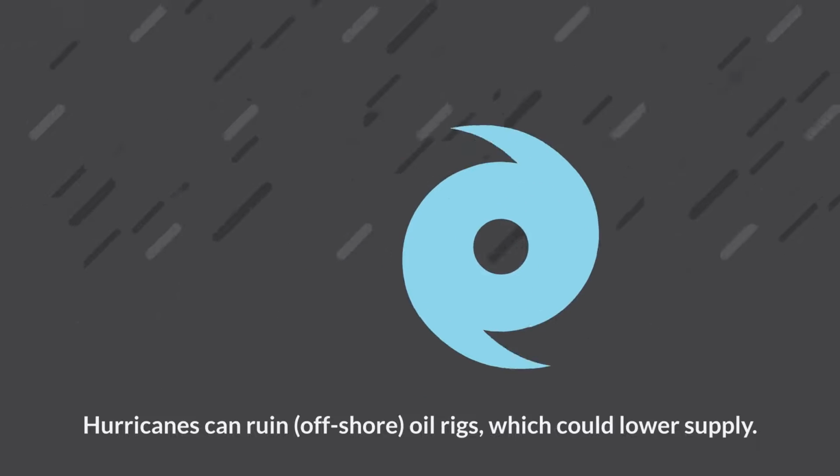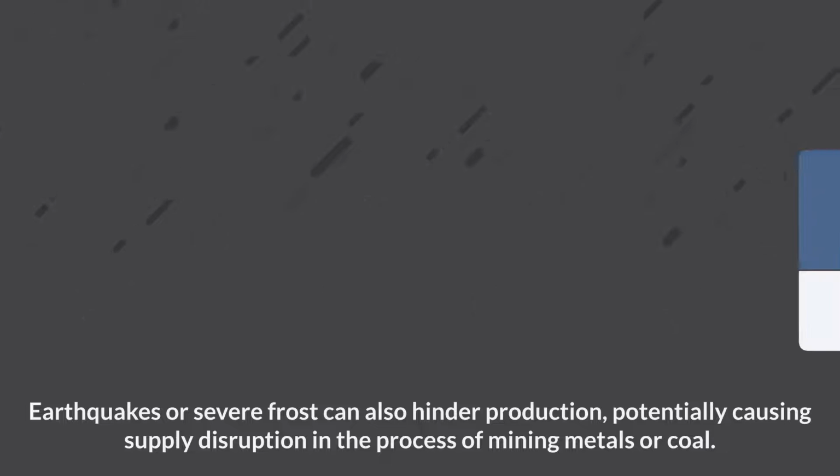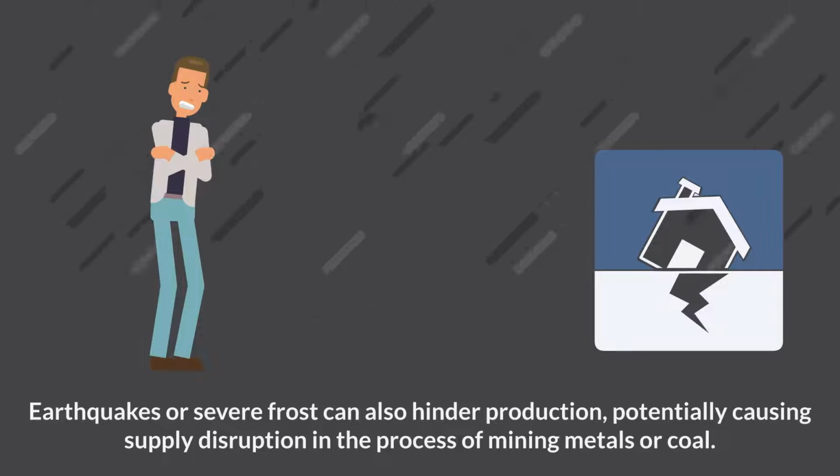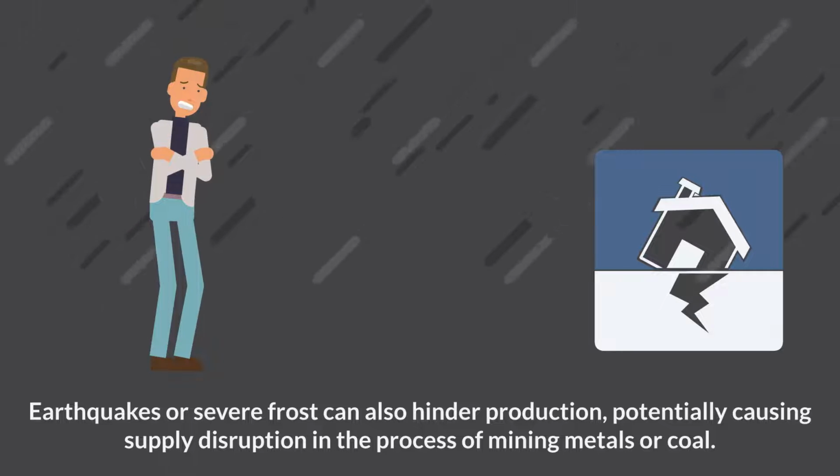Hurricanes can ruin offshore oil rigs, which could lower supply. Earthquakes or severe frost can also hinder production, potentially causing supply disruption in the process of mining metals or coal.